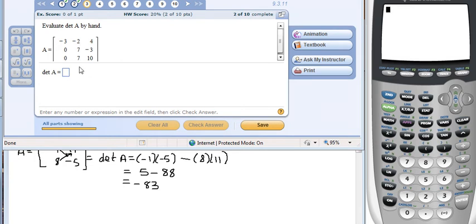All right, so now we're going to expand this. We're going to do a 3 by 3. Okay, we've got 3 rows, we've got 3 columns.